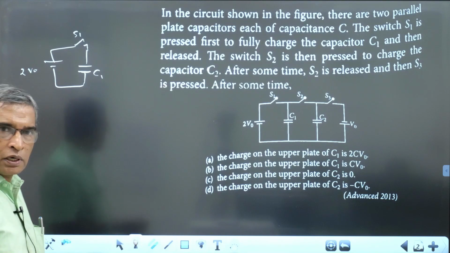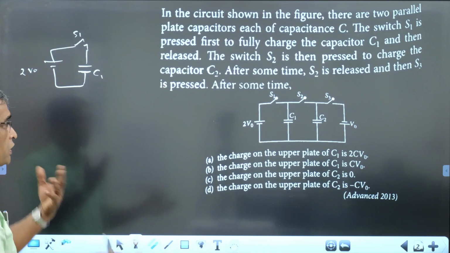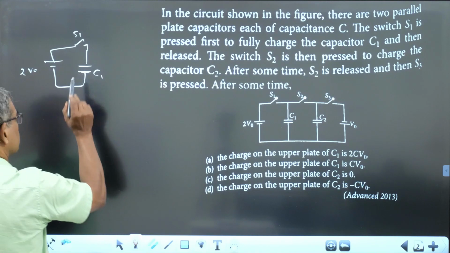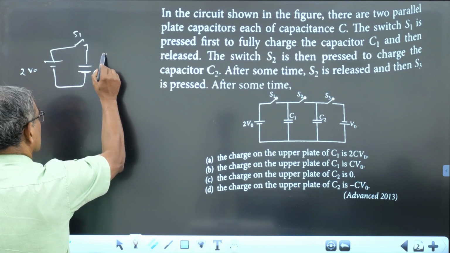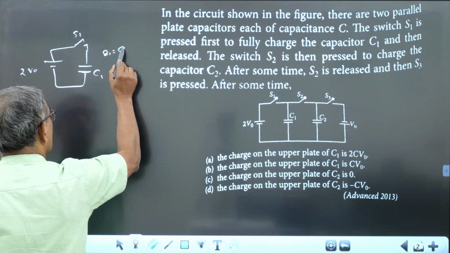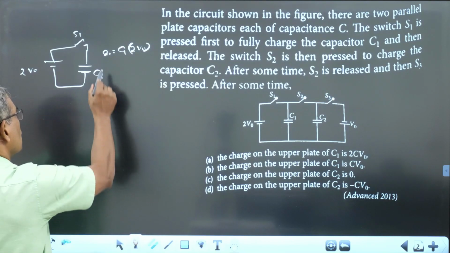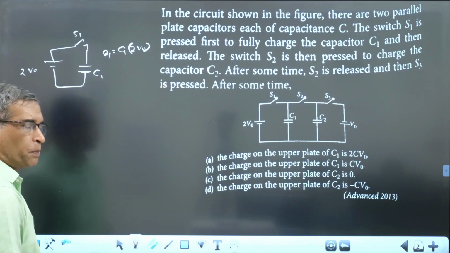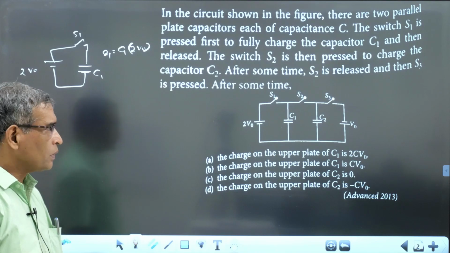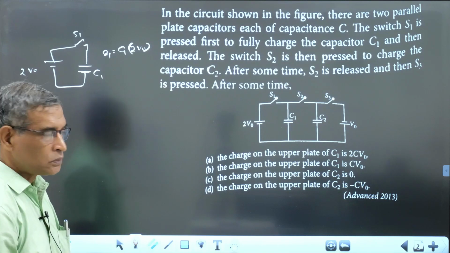After some time, since you are giving ample time, this capacitor fully charges, saturated with charge, and the charge on this capacitor is given by Q1, by the basic formula CV, so C1 into 2V0. That is the charge on the first capacitor when S1 is pressed for some time, and the capacitor C1 is fully charged and the charge stored is equal to this much.